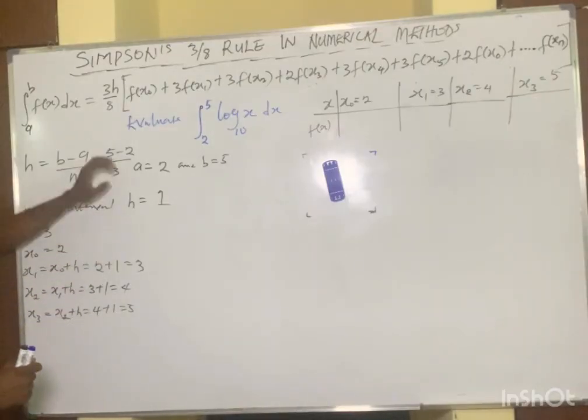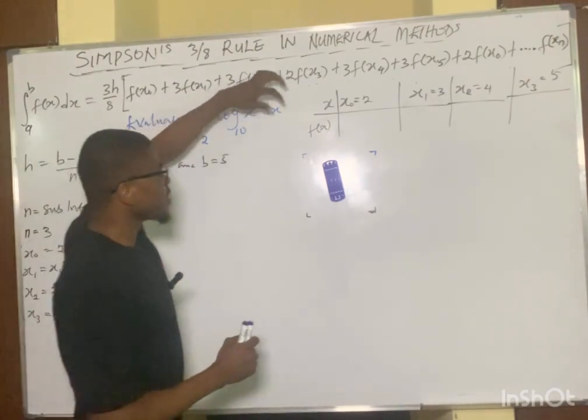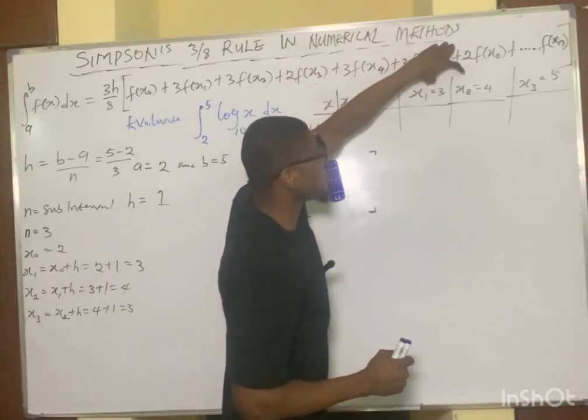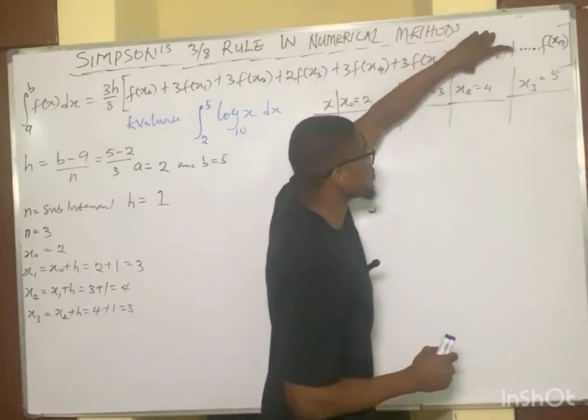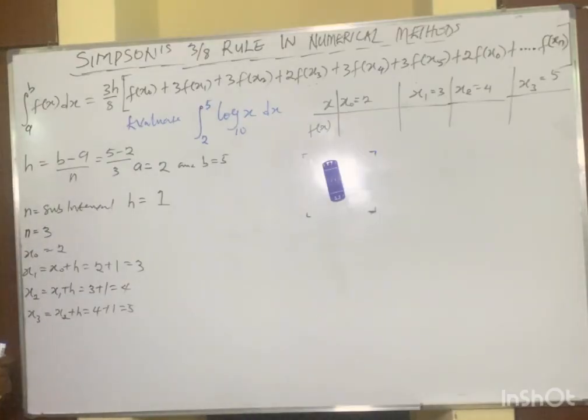It means now that we have split this limit from 2 to 5 into 3 subintervals, where x0 to x1 is the first subinterval, x1 to x2 is the second subinterval, and x2 to x3 is actually the third subinterval, and that settles it. So once it gets to the upper limit, you stop.